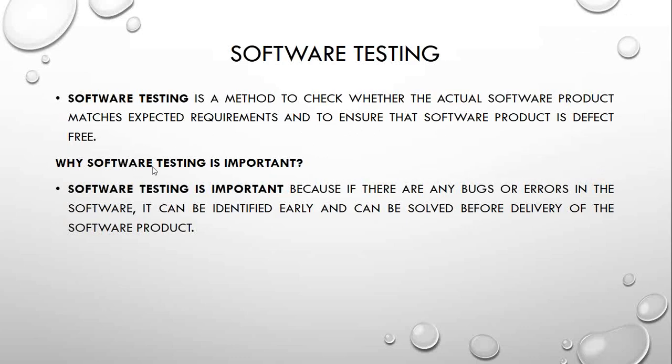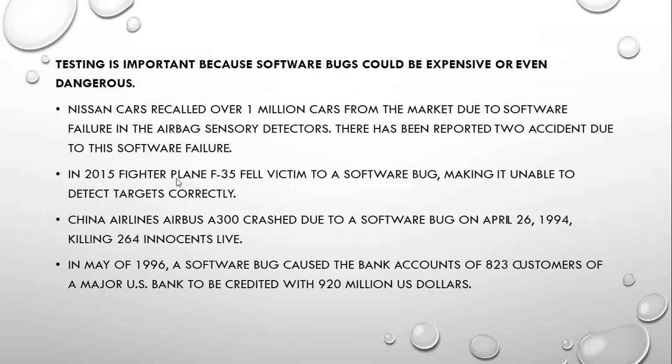So why is software testing important? Because if there are any bugs or errors in the software, they can be identified early and solved before delivery of the software product. So that's why software testing is so important. Identifying bugs before we do any project, that's why software testing is important.